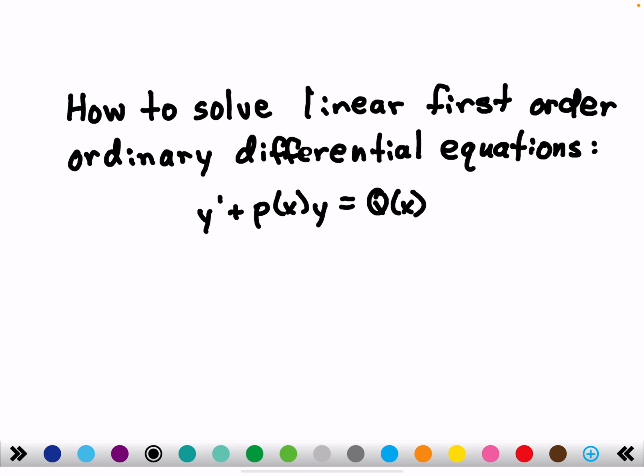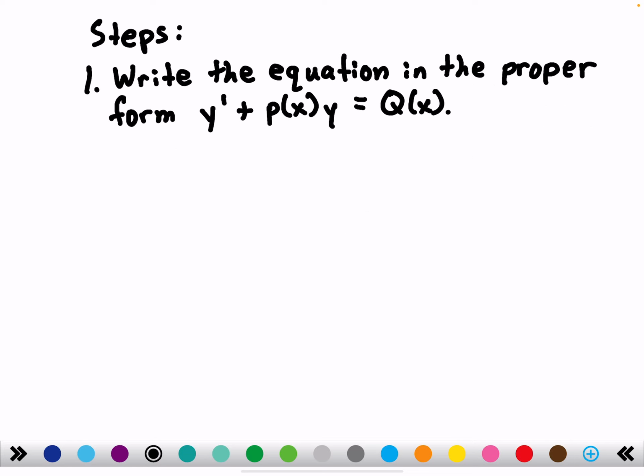This video is about how to solve linear first-order ordinary differential equations. A linear first-order differential equation is of the form y prime plus p sub x y equals q sub x. Here are the steps. Number 1, write the equation in the proper form.